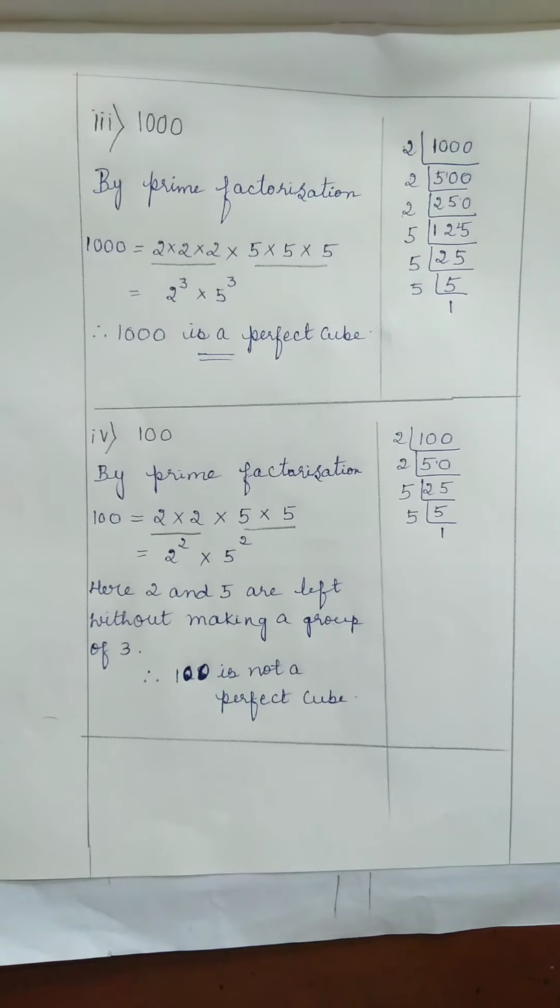So children, a number is called a cube number or perfect cube when a number is multiplied by itself 3 times. Then it is called a cube number or perfect cube. And these are the answers.